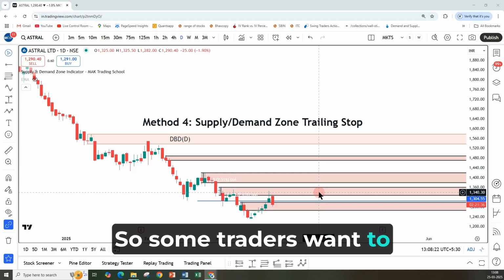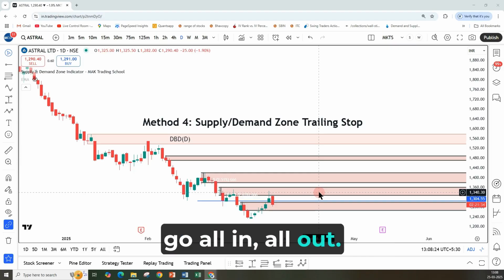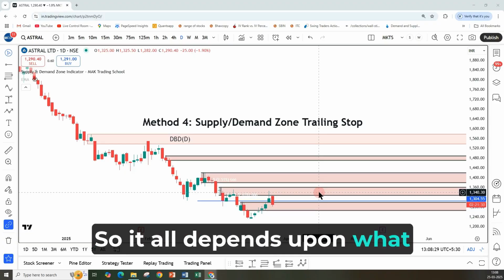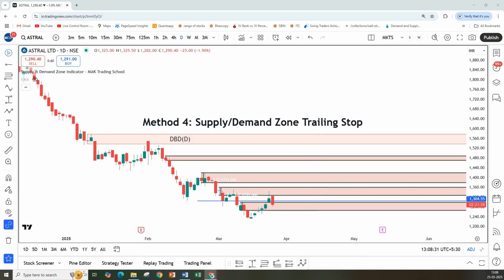So some traders want to go all in, all out. Some people would like to scale out of their position. So it all depends upon what suits your mindset.